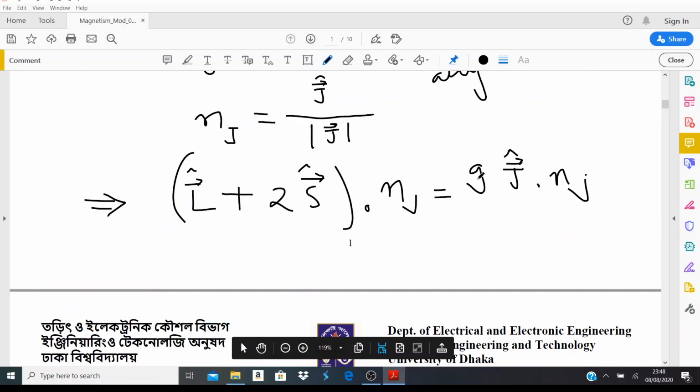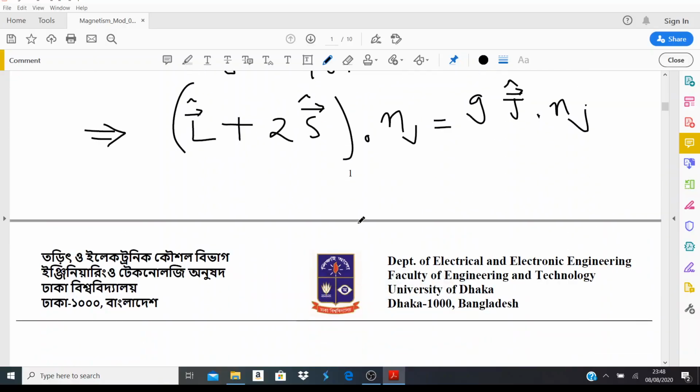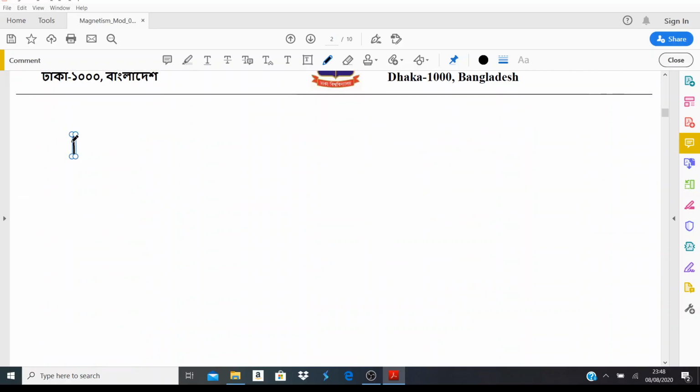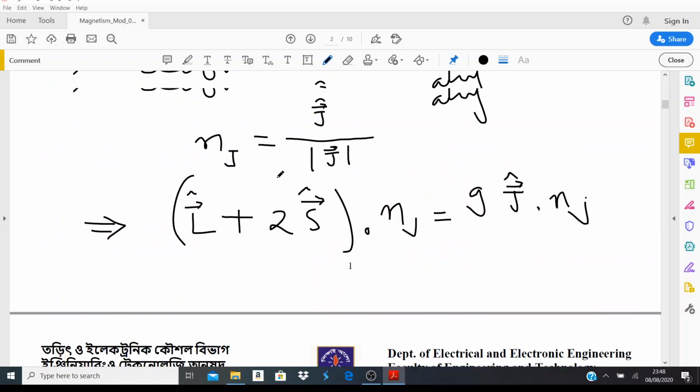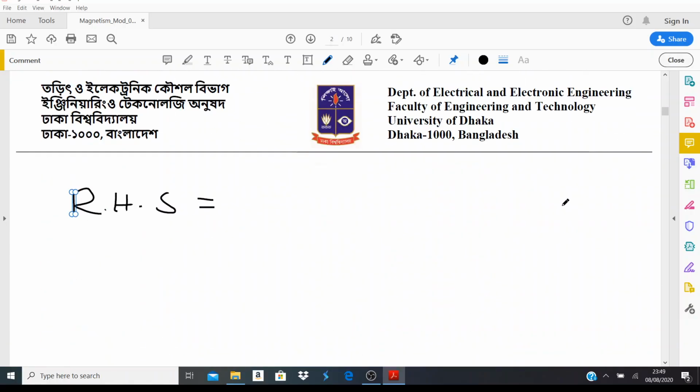And if you look at the right hand side and the left hand side, let me evaluate the right hand side first because it's easier. So we have g, J, n J, right? So g, then we have the unit vectors. And what is this unit vector?